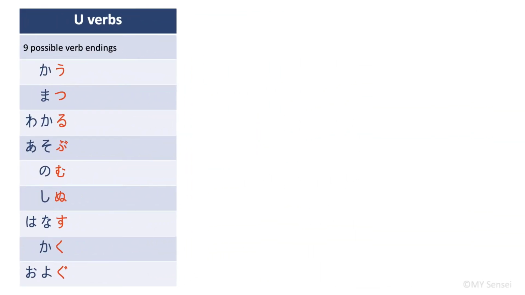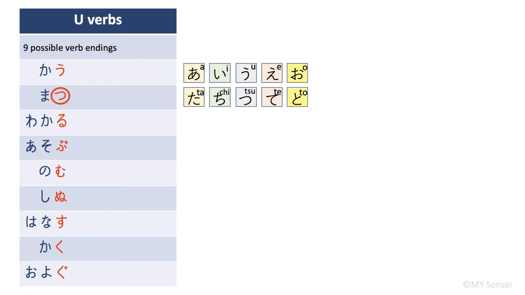This time, we are going to conjugate the U verbs. As I mentioned earlier, there are 9 possible endings. They all have the U endings. Let's look at kau first that ends with u. When you first learned hiragana, you learned a, i, u, e, o, and u is a part of this row. Let's move down to matsu, to wait, and its ending is tsu, and tsu is a part of the ta chi tsu te to row. The third word you see here is wakaru, which has the ru ending, and ru is a part of the ra ri ru re ro row. Here's the rest of the table.